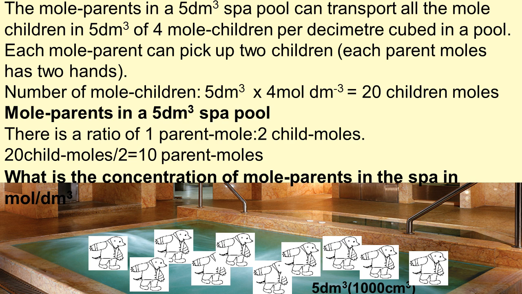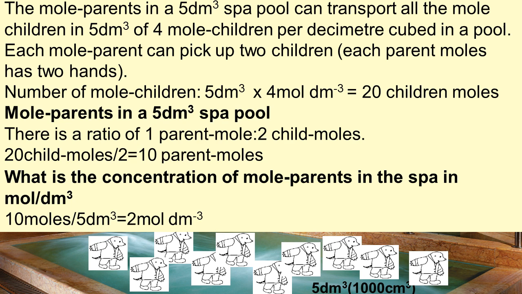What is the concentration of mole parents in moles per decimeter cubed? The next stage is we have 10 mole parents in 5 decimeters cubed. So the next question we need to ask ourselves is, what is the concentration of mole parents in the spa in moles per decimeter cubed? So we take the number of moles and divide it by the volume, 5 decimeters cubed, to give us 2 moles per decimeter cubed.